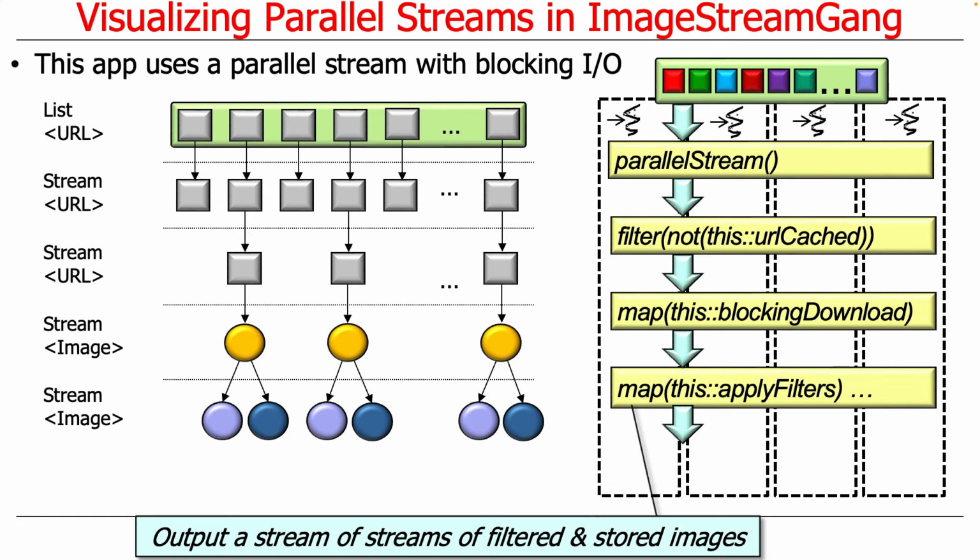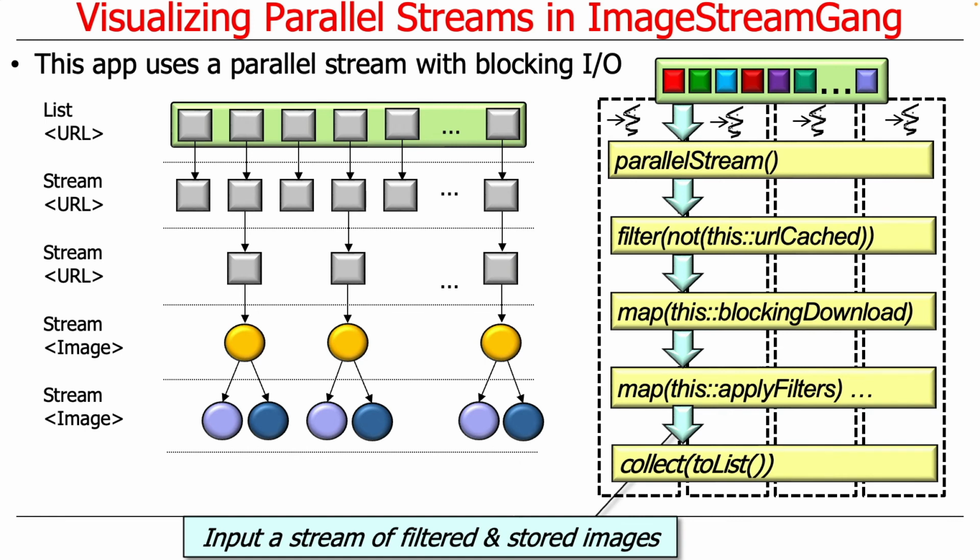For every image that was downloaded, we're going to end up with k copies of that image that have been transformed. So we take the image, we transform it, we store it. So now we have a stream of streams of filtered and stored images. And there's some other stuff that I've left out of here just because it would make the slide too complicated. But what we really do in practice is we do the reduce operation, and that ends up basically letting these things all run in parallel. And the final thing we do is we collect all the results into a list. So we end up with a stream of filtered and stored images as the result.